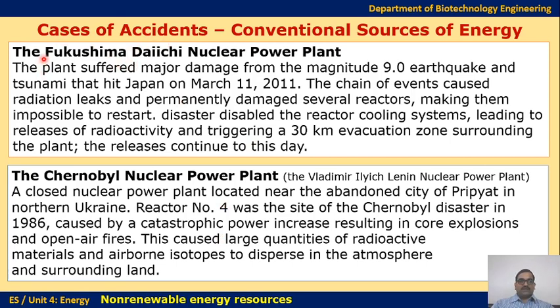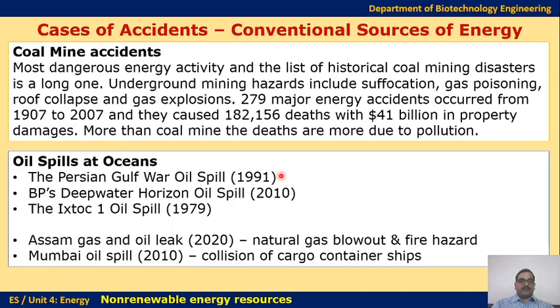One is the case of the Fukushima Daiichi nuclear power plant, which happened recently in 2011, when a tsunami and earthquake together took place in Japan. Currently this particular nuclear power plant is shut. The older example we have is from 1986 in Ukraine, the Chernobyl nuclear power plant. You can look into this particular example on the internet.